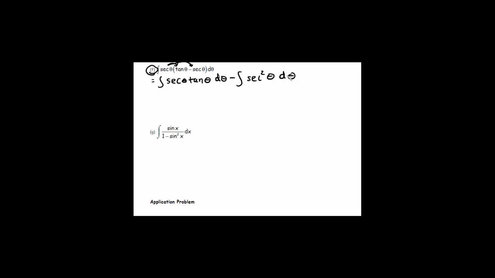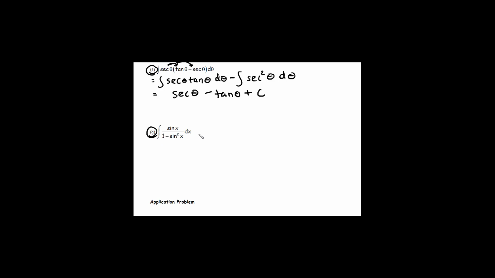And then if I use the integration rules, the antiderivative rules that you should still try to memorize, this is going to be just secant of theta minus tangent of theta plus c. Alright, that's all based off of the rules that you're going to need to memorize.